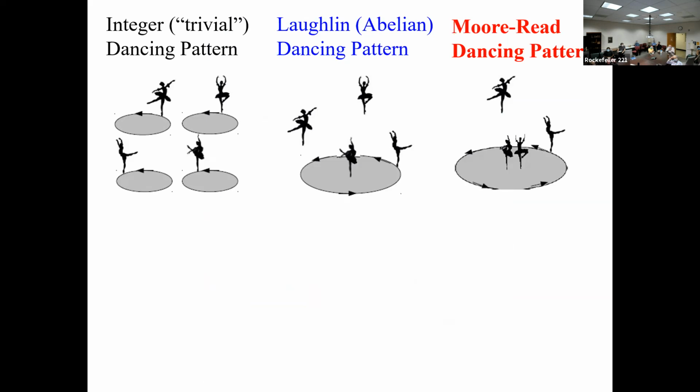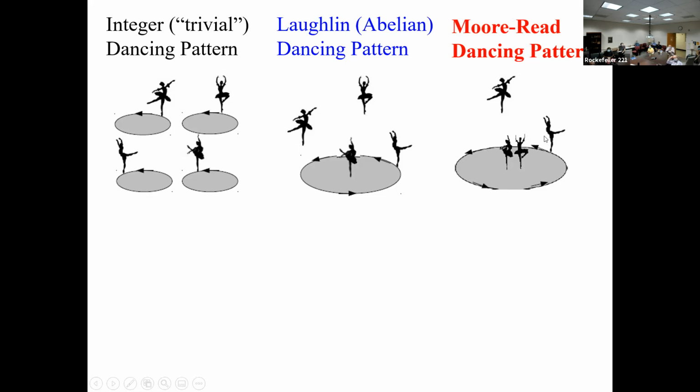So we talked about the trivial or integer dancing pattern and the Laughlin dancing pattern. And a frontier of quantum Hall research these days is the so-called non-Abelian quantum Hall states. The 5/2 state that I mentioned early on is actually a candidate for that. And one possible dancing pattern is the so-called Moore-Read dancing pattern.